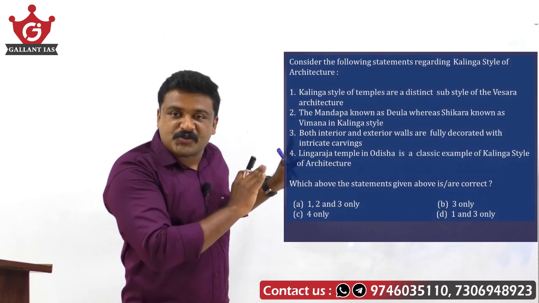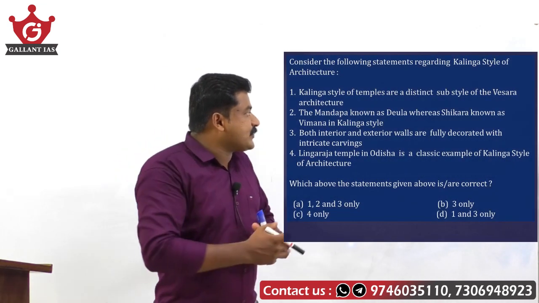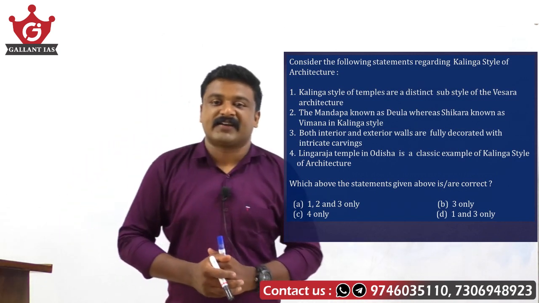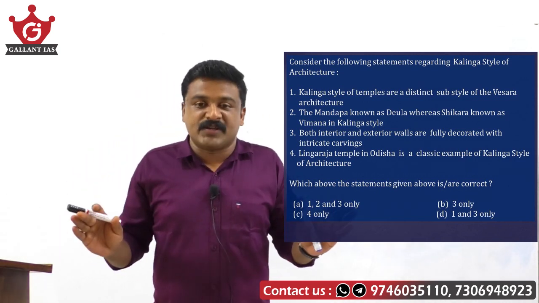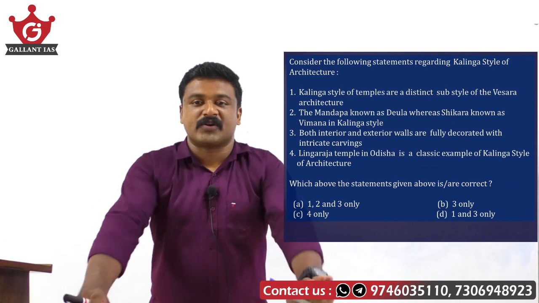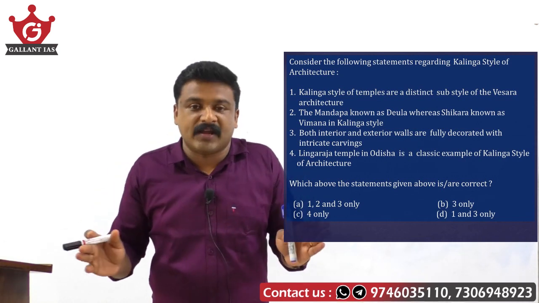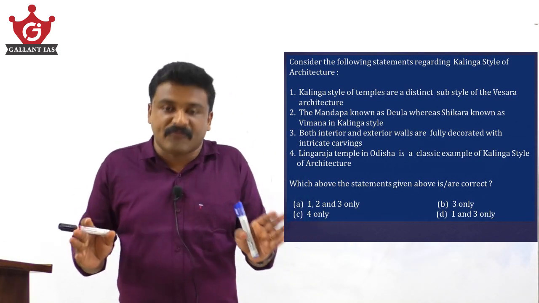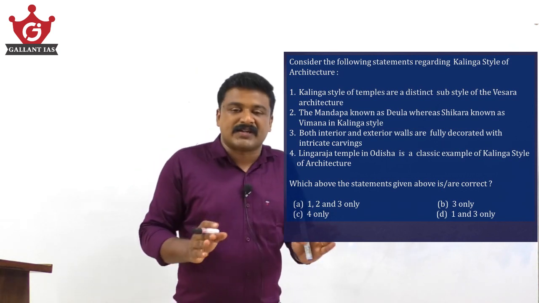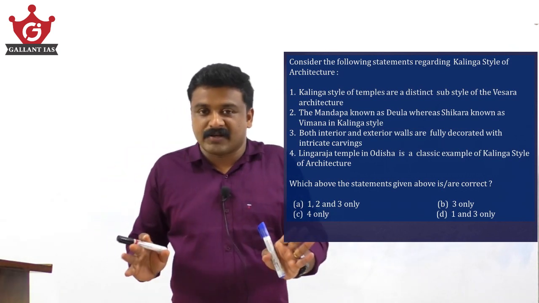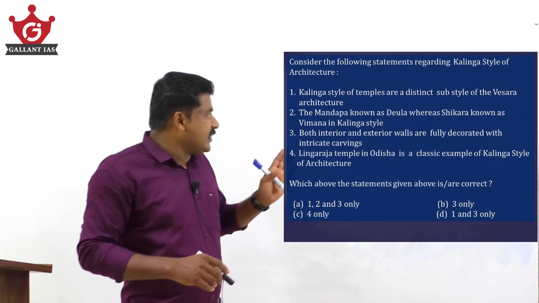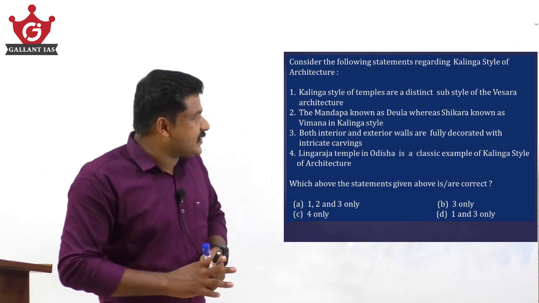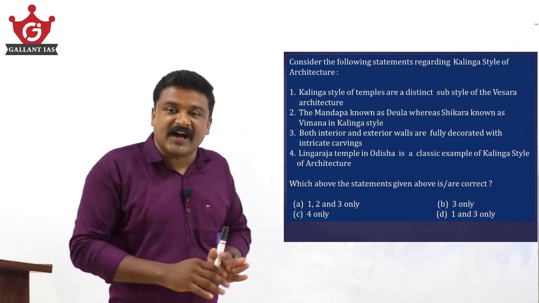Starting with the first question: consider the following statements regarding the Kalinga style of architecture. Things are so easy if you know the basics. If you know the basics, you can answer most of the questions by applying educated guesses or logical reasoning. Now here, Kalinga style of temples are said to be a distinct sub-style of Vesara architecture.